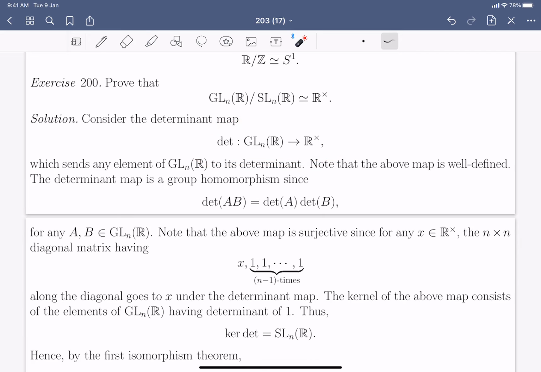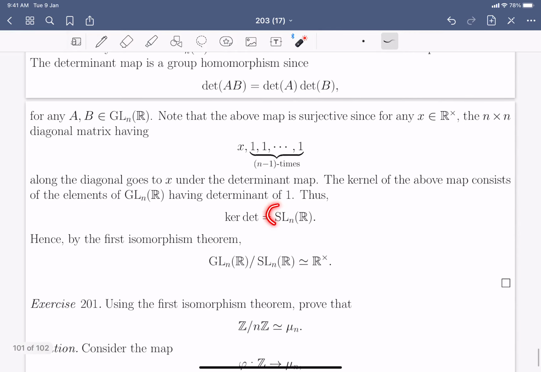And what is the kernel of this determinant? We have already shown that this is a group homomorphism. So its kernel consists of those elements of GLnR which go to the identity element of R cross. What is the identity element of this group R cross? It is equal to 1, right? So the kernel of this group homomorphism consists of those elements of GLnR which have determinant equal to 1, the same as saying we are looking at SLnR.